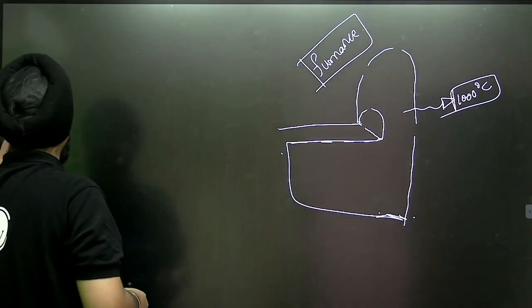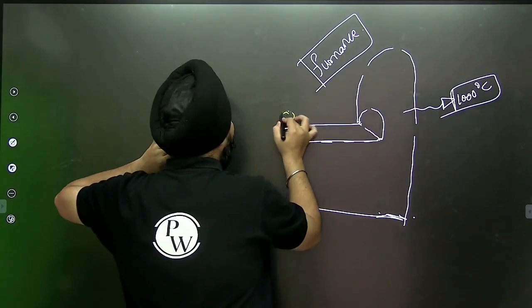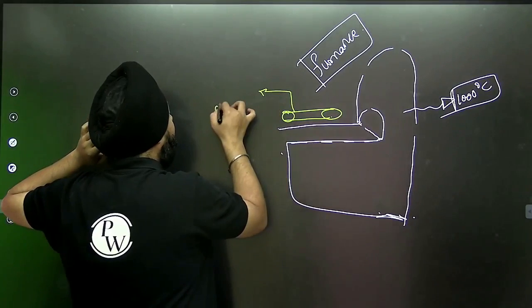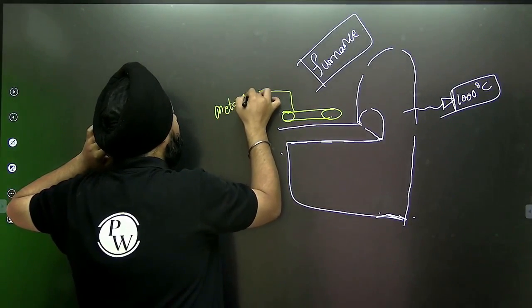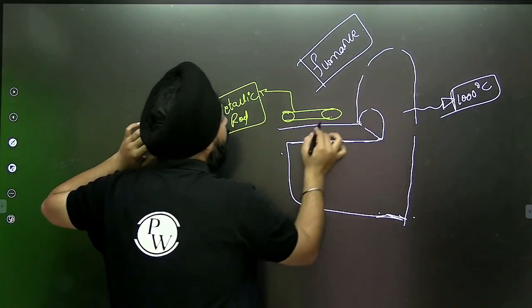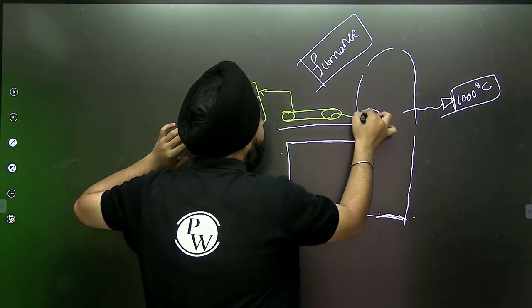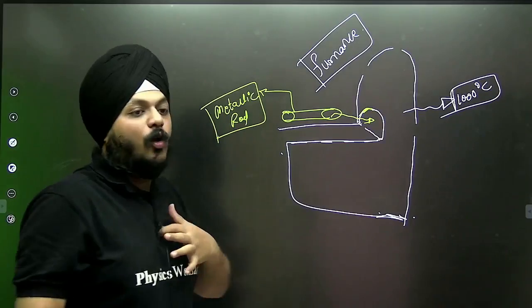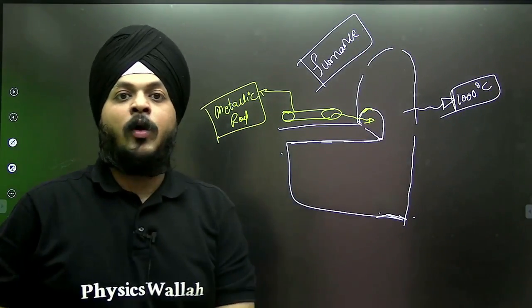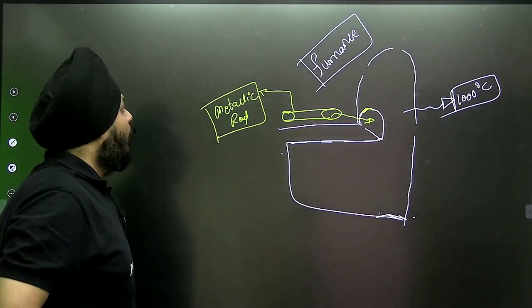Now what happens here? Suppose we are taking one metallic rod and placing it inside that furnace. If we are taking one metallic rod inside that furnace, now what will happen here?